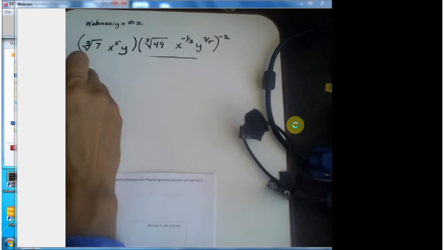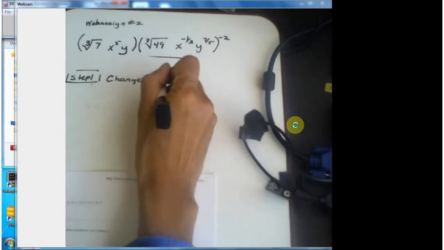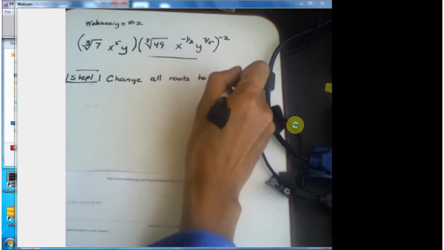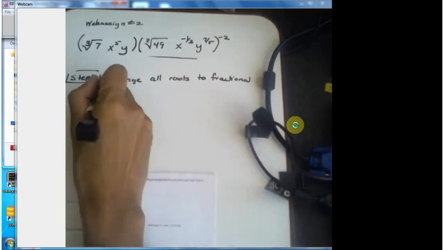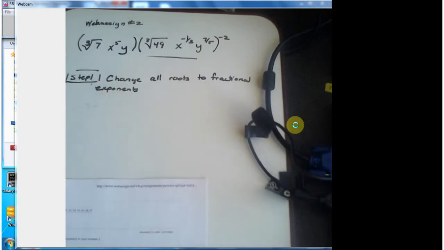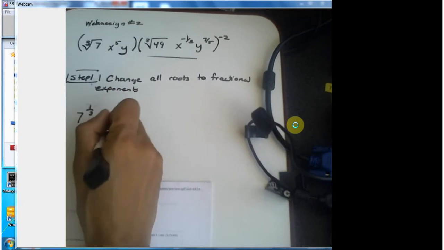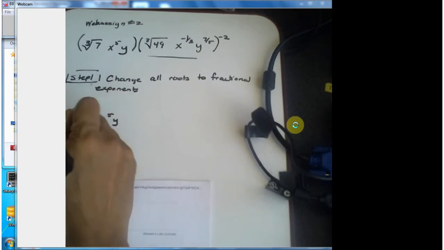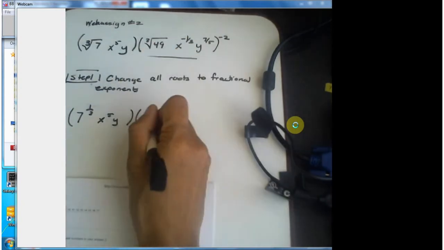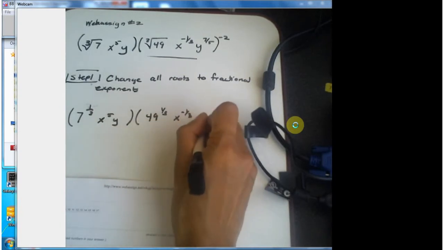Step 1, change all roots to fractional exponents. So I'm going to take that cube root of 7 and change it to 7 to the 1/3. And I'm going to change this cube root of 49 to 49 to the 1/3. X to the -1/3. Y to the 7/5.